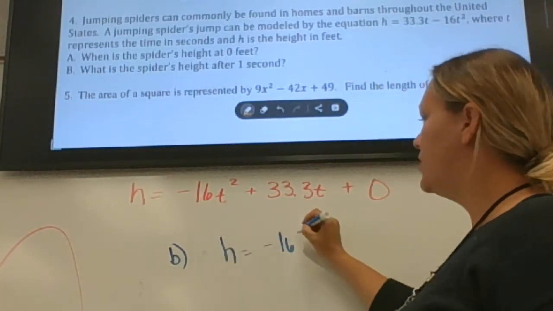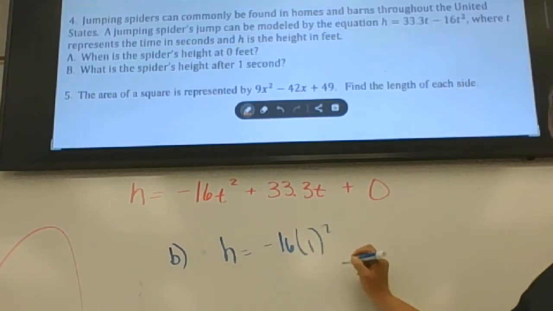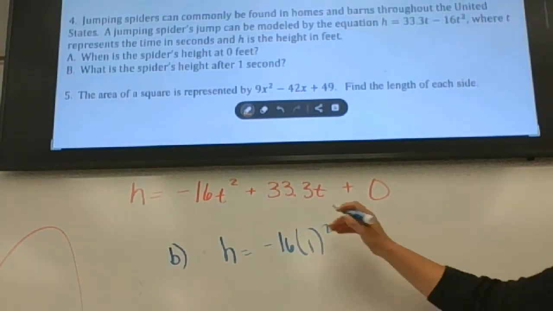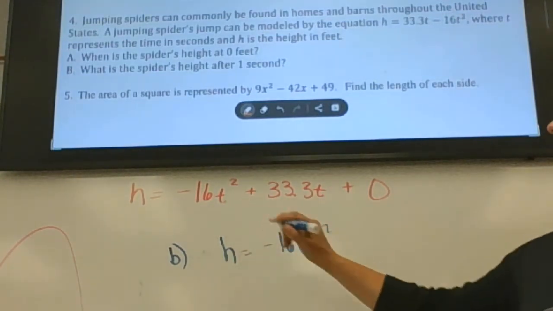Alright, so we're going to plug in 1 for T. Just as if we were making a graph, we would do a table, we would plug in all of our values. 1 second means plug in 1 for T.